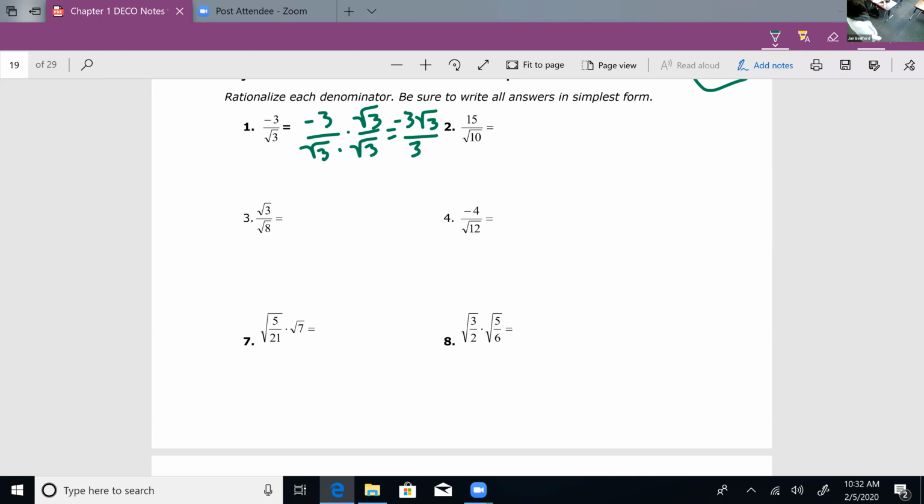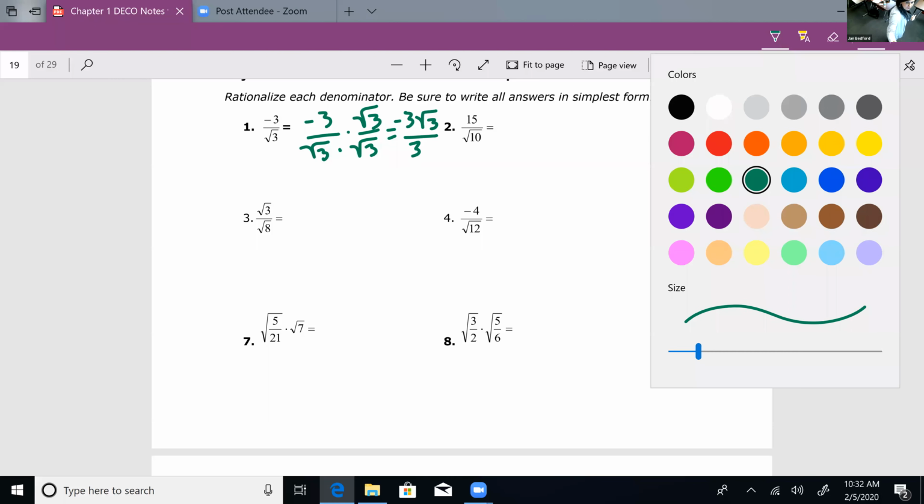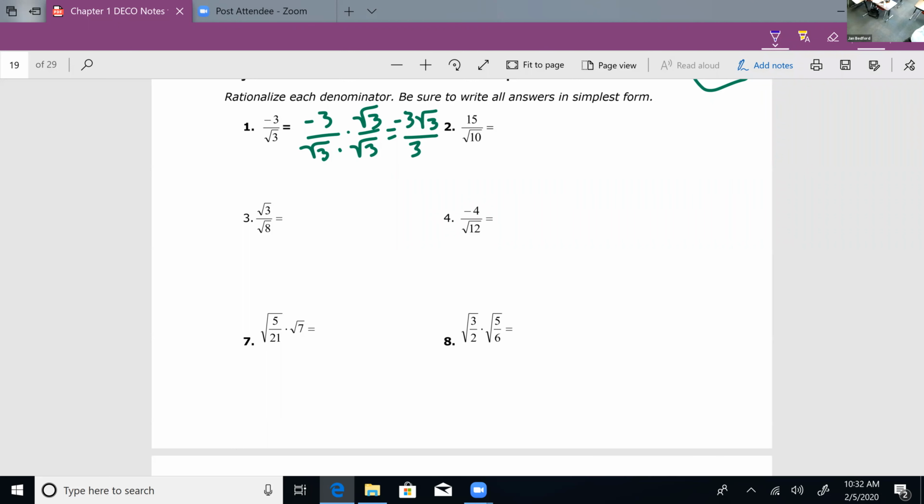Because remember, whatever's outside the radical, if there are common factors, I can reduce those down. So 3 goes into 3 one time, 3 goes into 3 one time, and this is just a negative square root of 3. Final answer. It actually went from being a fraction to not being a fraction when I rationalized the denominator, and that's a simpler way of writing it.